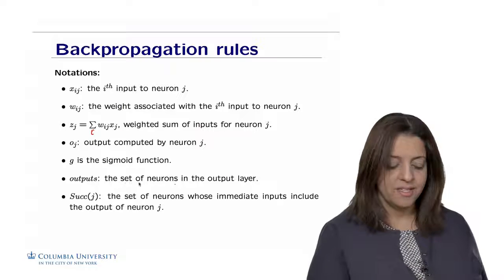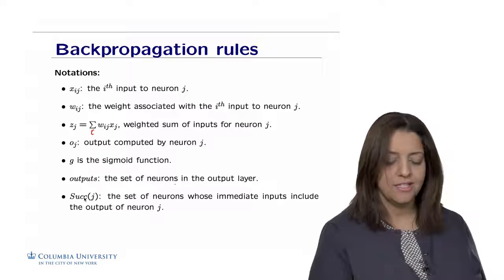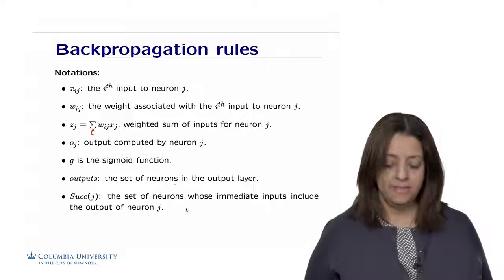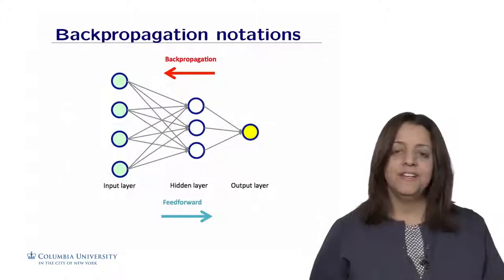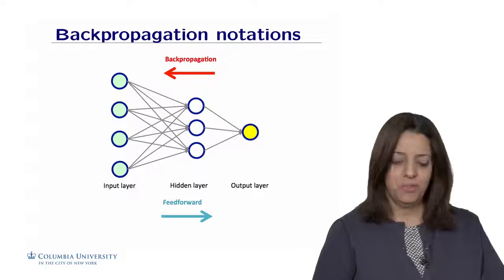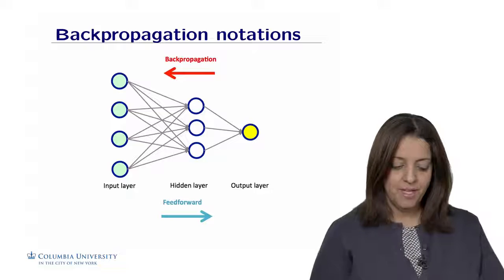The outputs are the set of neurons in the output layer. And we are going to call successors of j, or suc of j, the set of neurons whose immediate inputs include the output of neuron j. To clarify these notations, let's put them on the previous network, which is fully connected with one hidden layer in the middle.